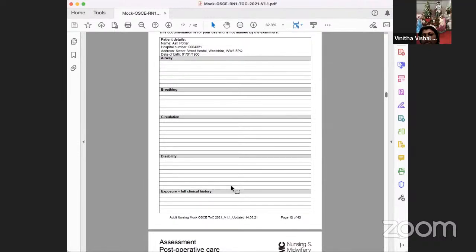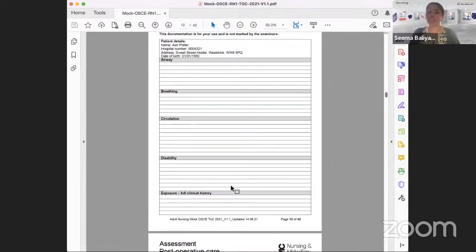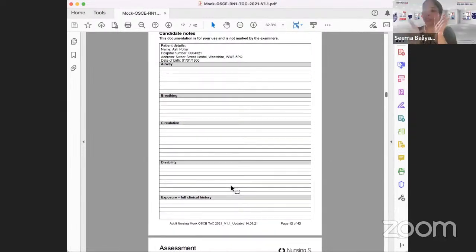Okay. So once you have done your A to E assessment, then you are going to be completing your NEWS chart. Now, the NEWS chart I had already shared with you, and we also discussed yesterday how we are going to be completing it. So are you all happy about completing the NEWS chart? Have you got a NEWS chart in front of you? Okay, Temi. What do you want to ask?